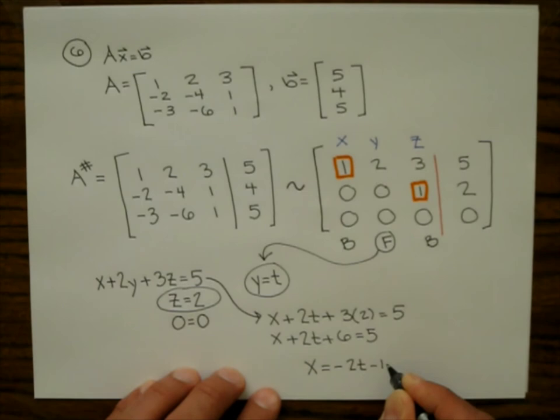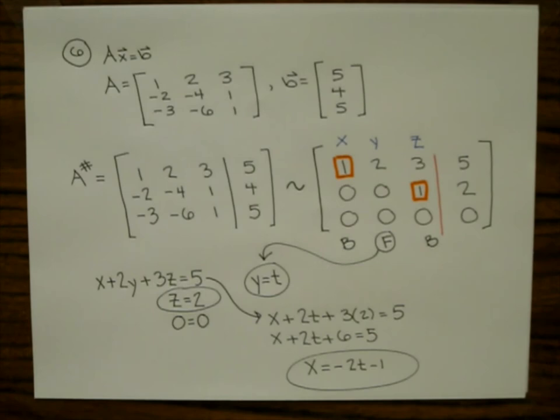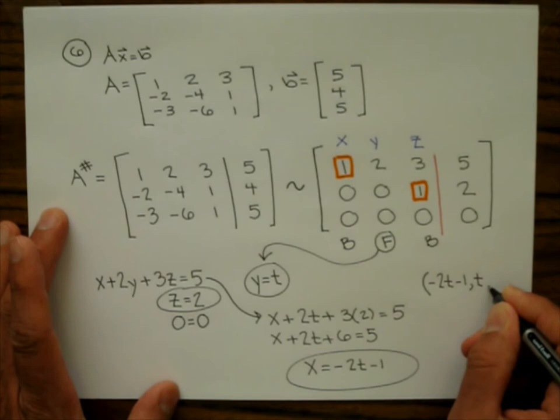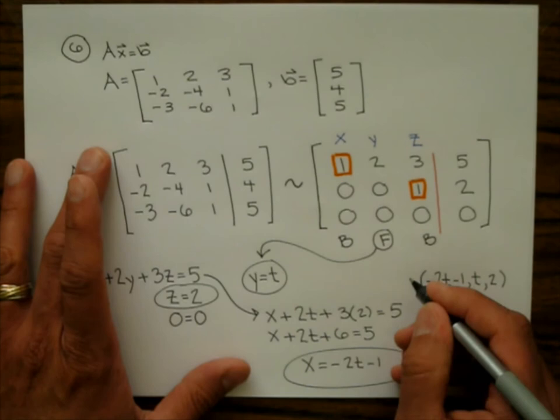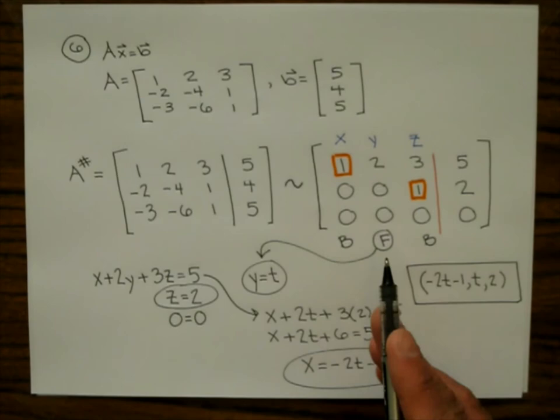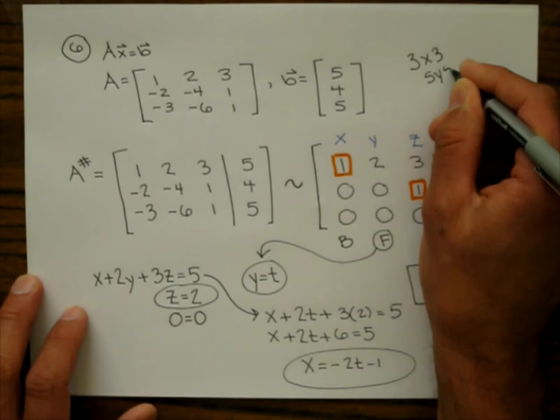So now we have our infinitely many solutions. Make sure you write the x first. This is negative 2t minus 1, comma, then the y is t, and the z is 2. Another parameterization of a line in 3 space. You don't have to draw any pictures of 3 space like you have to do in calculus 3. There were 2 pivot columns. By the way, this was a 3x3 system, which means 3 equations and 3 unknowns.